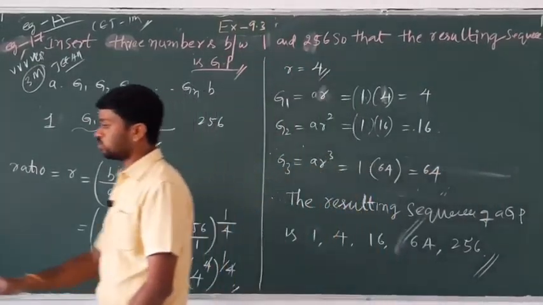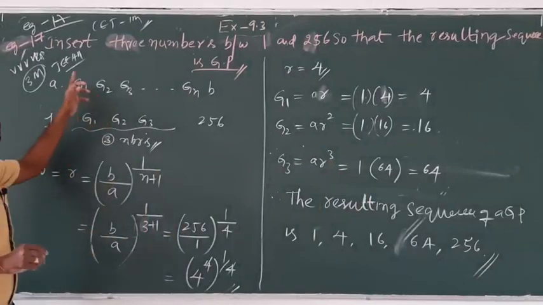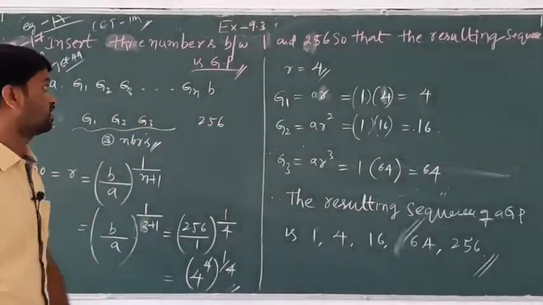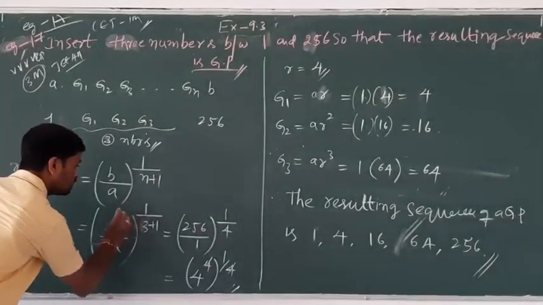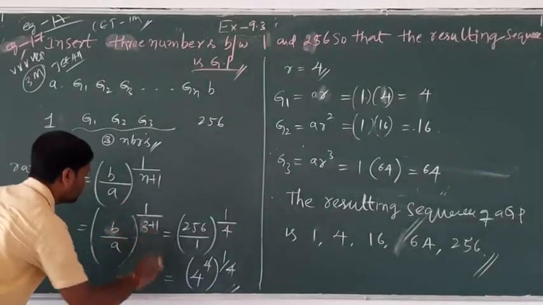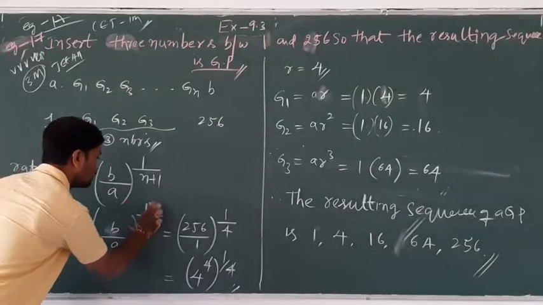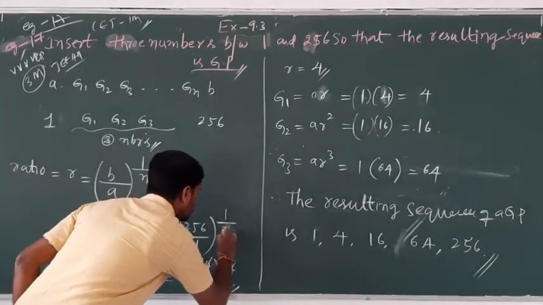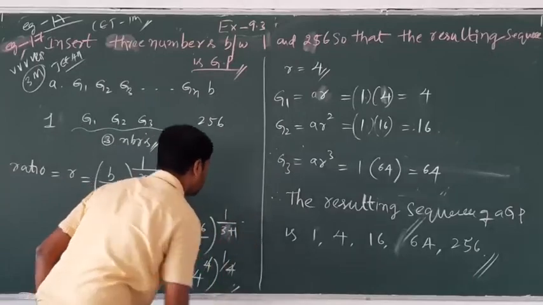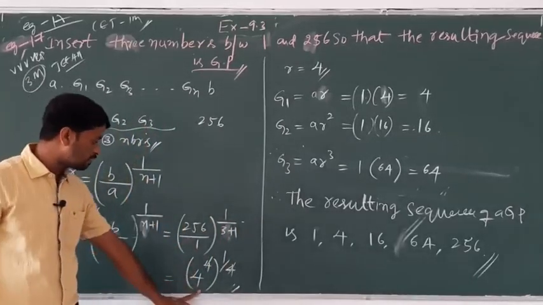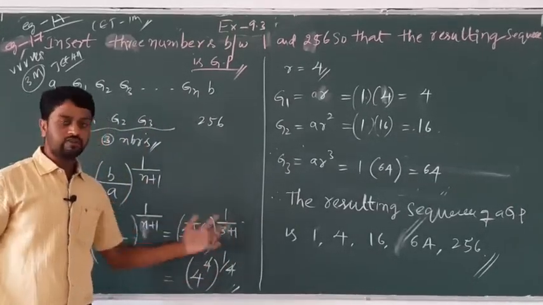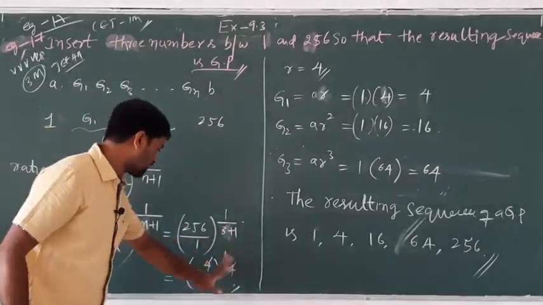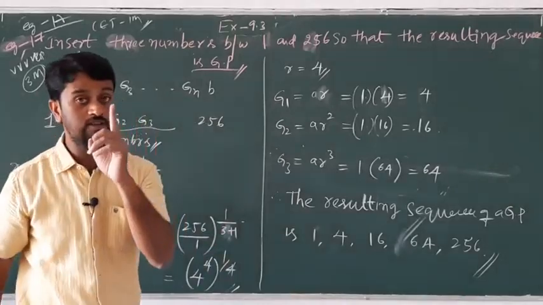Example: insert 3 numbers between 1 and 256. Here B means 256. Sorry, (B by A) whole power of 1 by n plus 1. Here n plus 1 means 3 plus 1, that is 4. So 256 divided by 1 whole power of 1 by 4. 256 is nothing but 4 power of 4, the 4 gets cancelled. What is the remaining R? R value is 4 only.